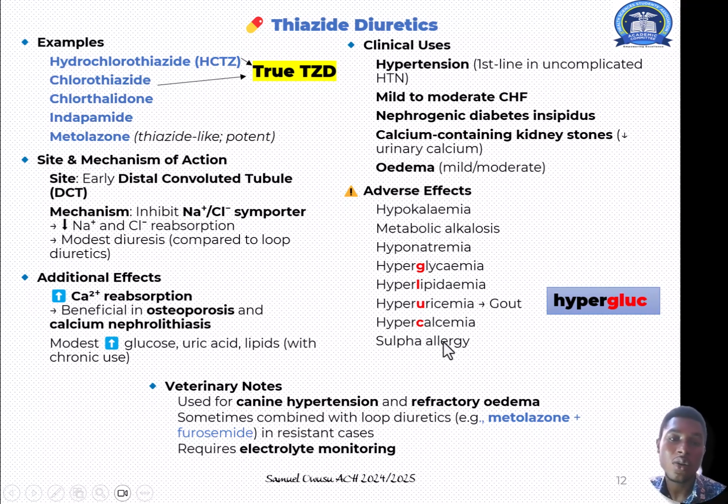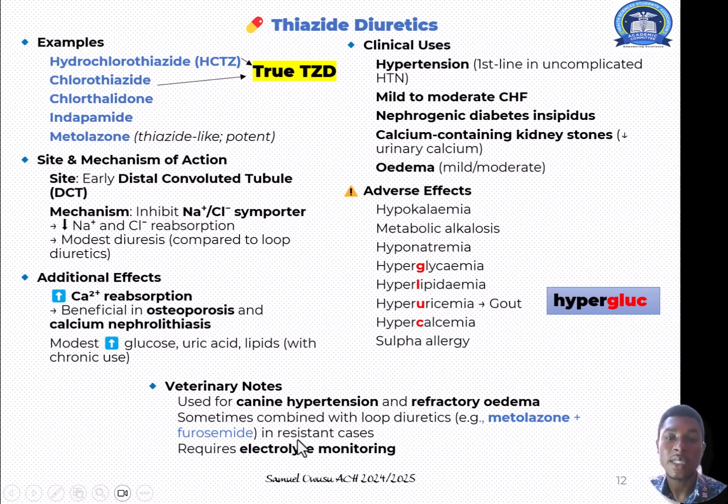Then they are all sulfur containing drugs, so they tend to cause sulfa allergy. In fact, they are used for hypertension and refractory edema. Sometimes we combine them with loop diuretics, like metolazone with furosemide, okay, in very resistant cases. And remember, whenever you are giving diuretics, you need to monitor your electrolytes.